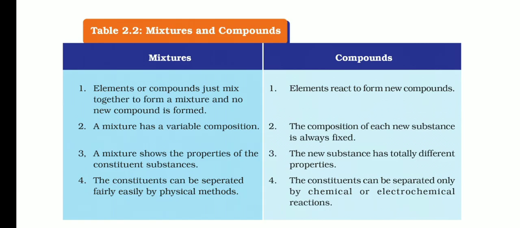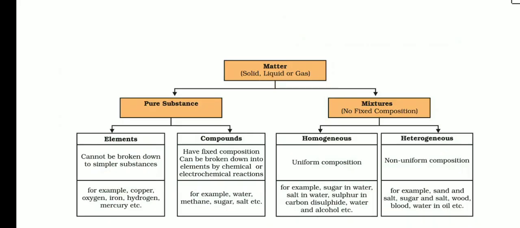Now, moving further, matter is distributed into two types: pure substances and mixtures. Pure substances are further divided into elements and compounds, whereas mixtures that have no fixed composition are separated into two types, that is homogeneous and heterogeneous. Now let us talk about elements. Elements cannot be broken down to simpler substances, that is, they are the smallest part, which cannot be broken into further parts.